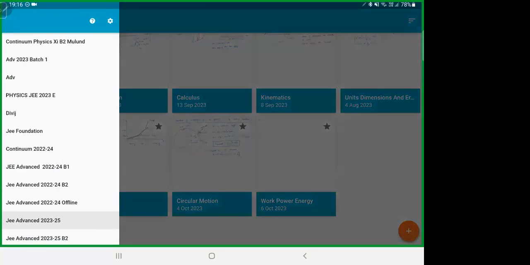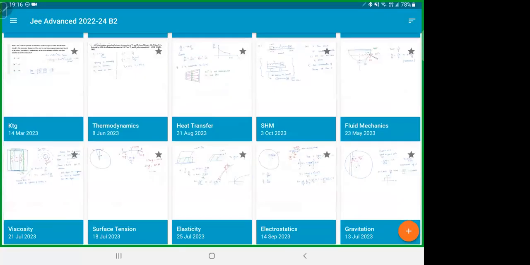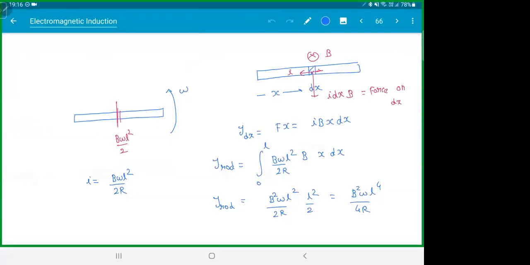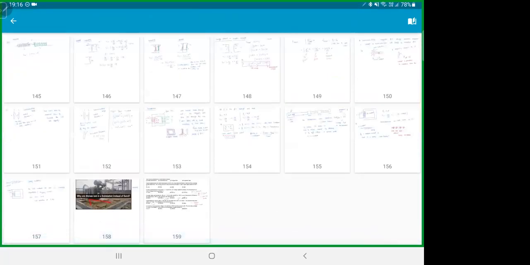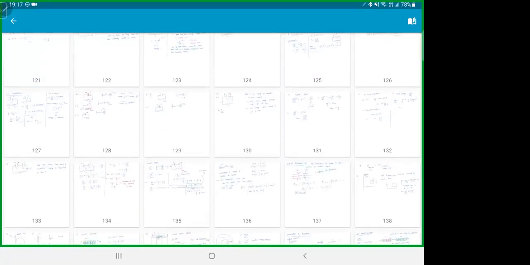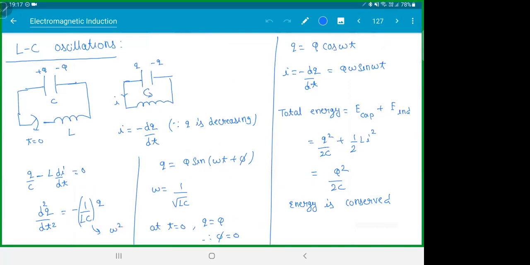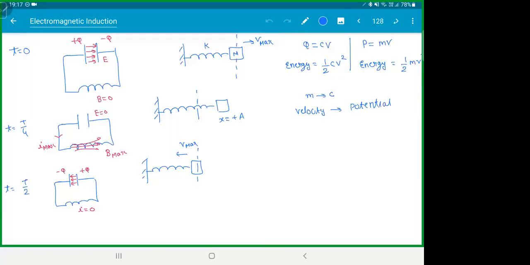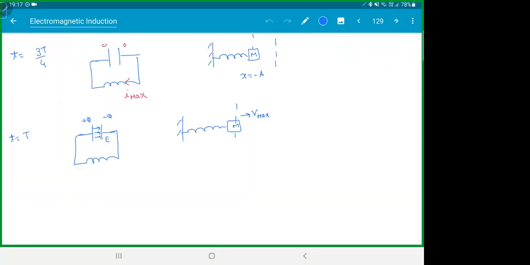Just to give an example, I was recently teaching your seniors a chapter called electromagnetic induction, EMI. And we are doing something called an AC circuit. So there was something like this L, L, C, and all. Don't get scared. Even in electricity, you can solve problems with spring and block. So you will see a lot of resemblance.